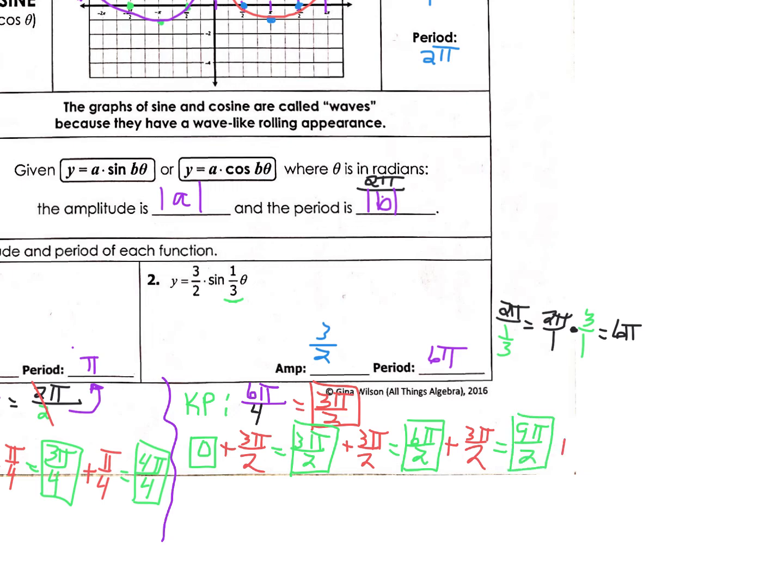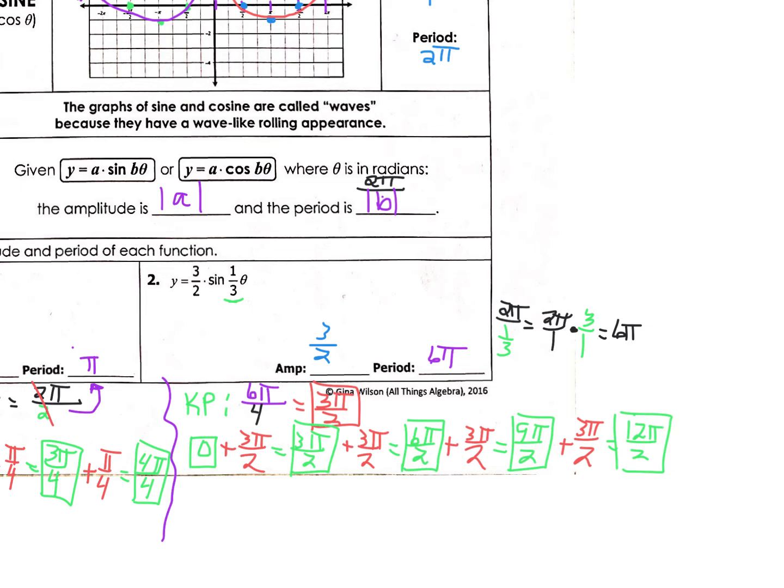And add 3 pi over 2. And we'll get our last key point, which is 12 pi over 2. Now 12 pi over 2 reduces to 6 pi. So the distance from 0 to 12 pi over 2 is 6 pi, which is our period. So you always want to double check that.